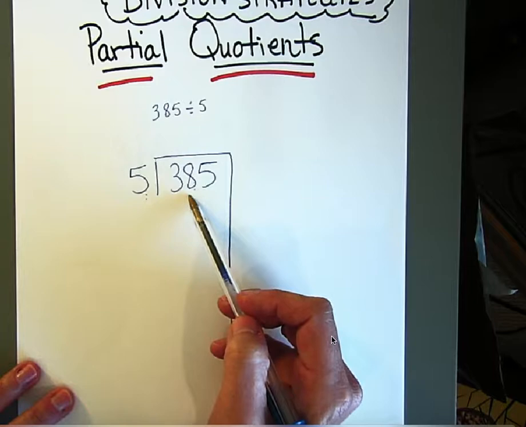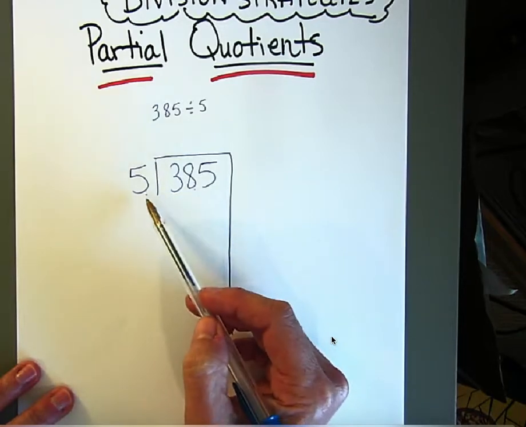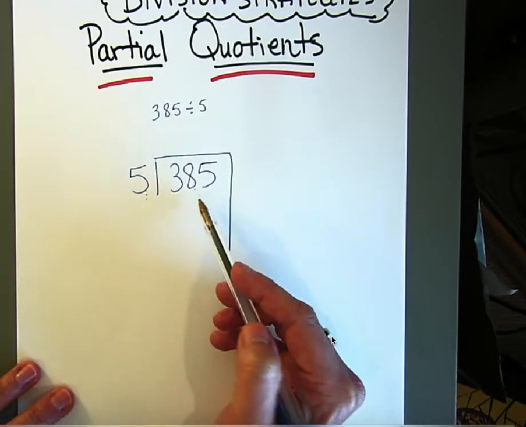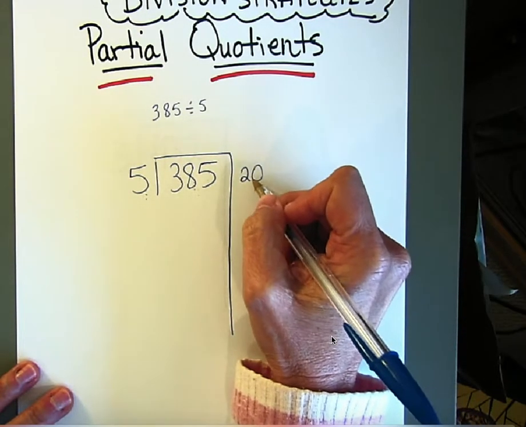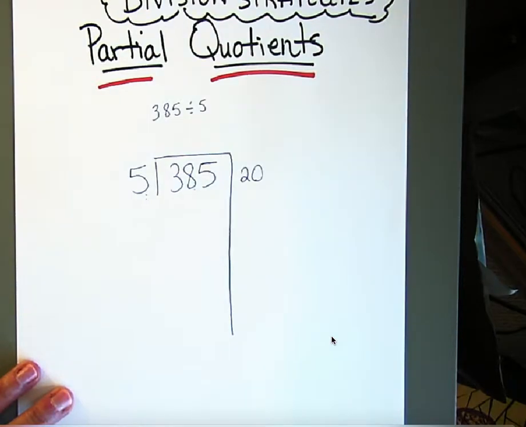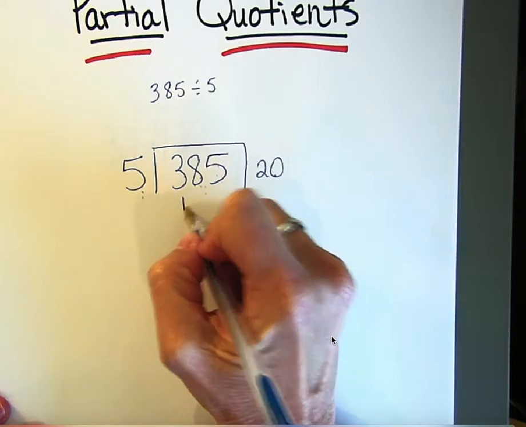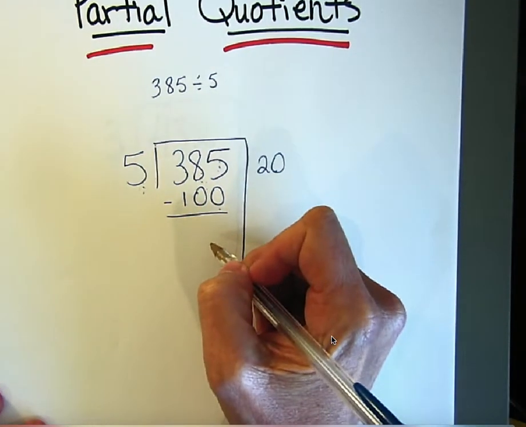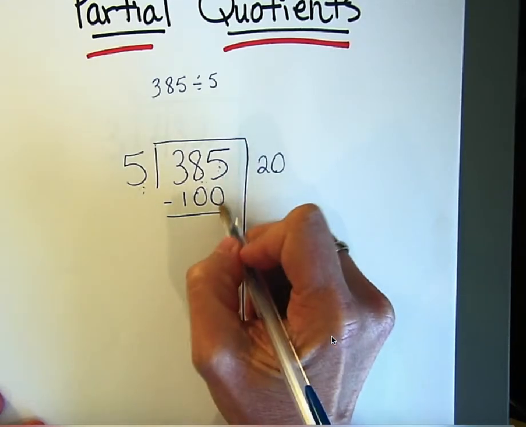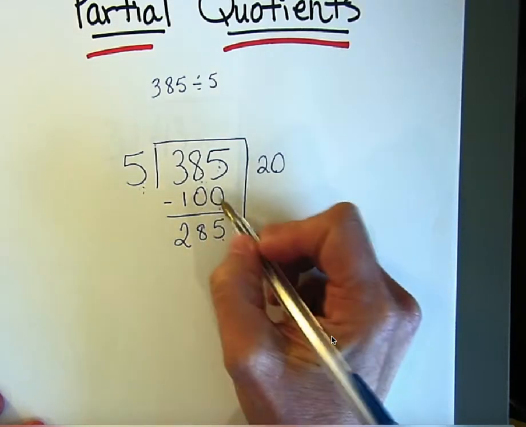So maybe I think about, I know that 5 goes into 100, and that's kind of big. So I'm going to think, how many times can 5 go into 100? And I'm going to say 20 times. So I'm going to write that over here and say 20 times. So then I would multiply 20 times 5, and that would equal 100. And then I would subtract it from 385. So I know that that's 285. Okay, well, we're getting there.